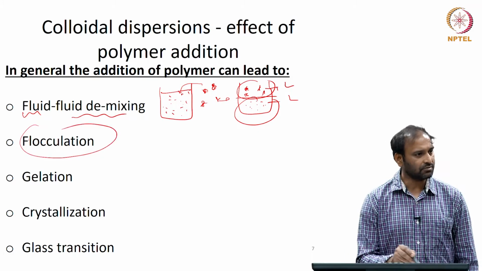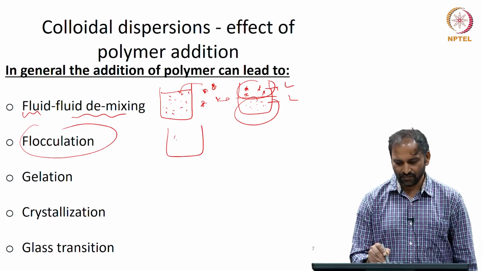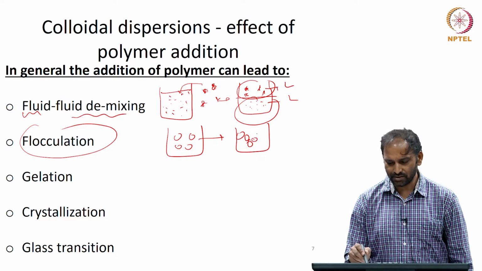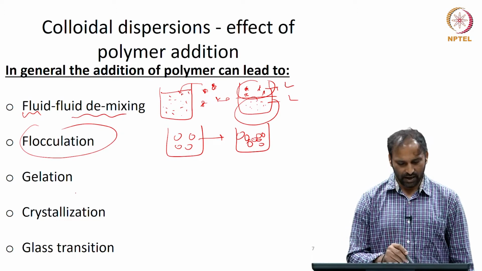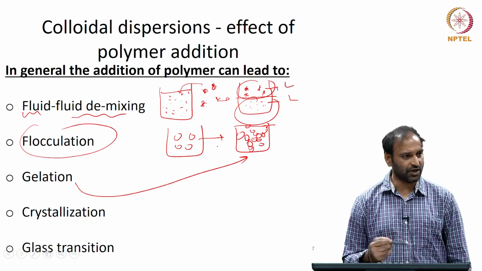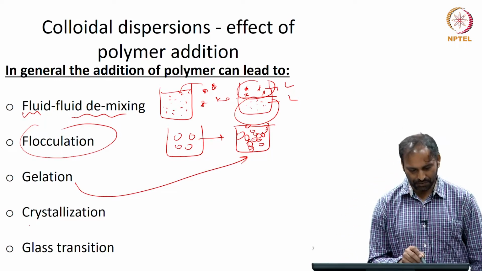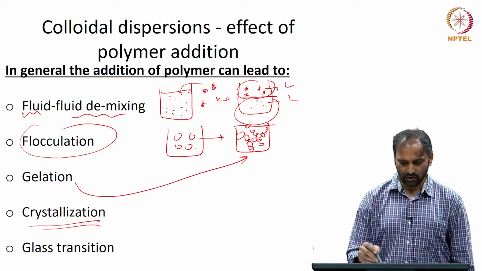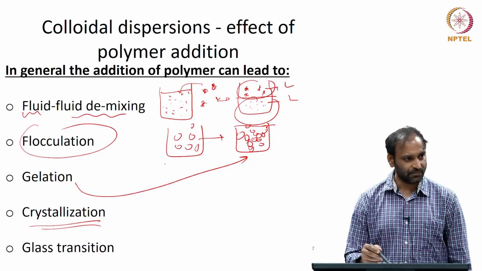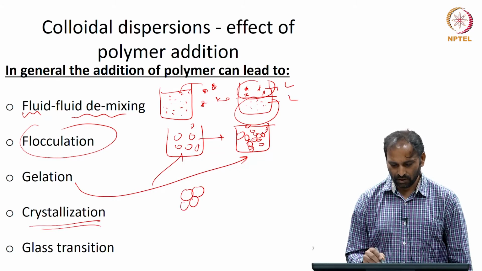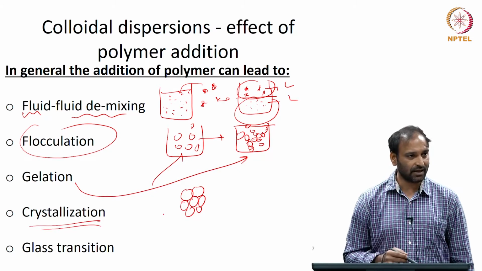It can lead to flocculation. That means if you have particles like this, they can form aggregates, right. And if the concentration of the particles is high enough, these aggregates could form a space spanning network. That means it could gel. Okay. It could lead to crystallization. Say that the particles are randomly arranged in a dispersion. I add polymer, it could bring these particles together and form nice hexagonal lattices and things like that, right.